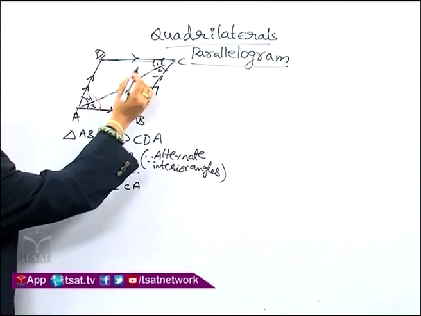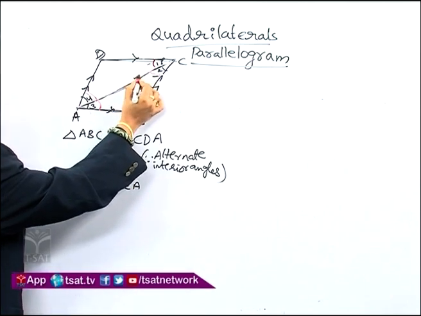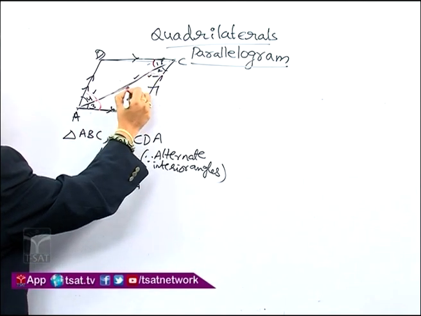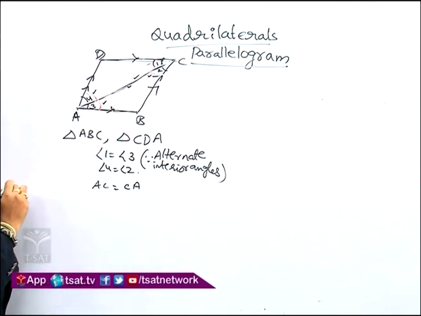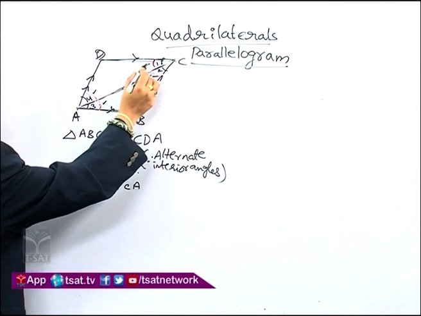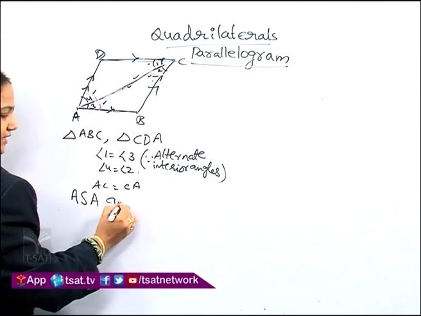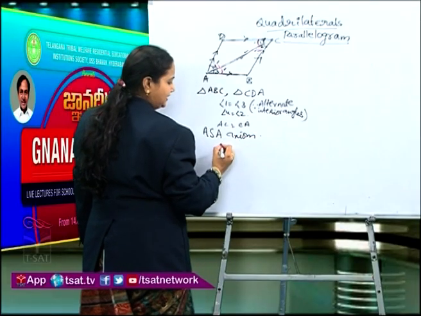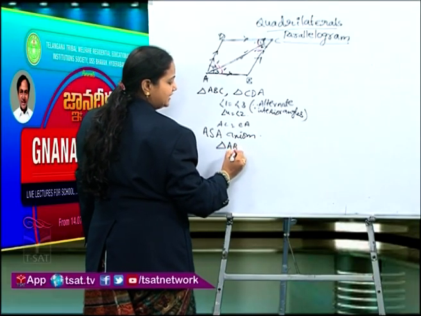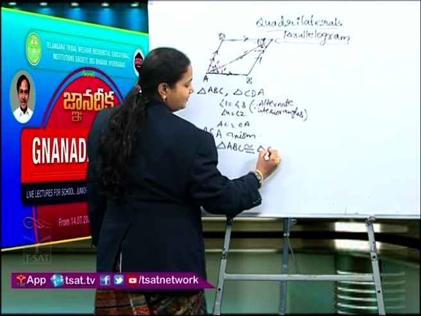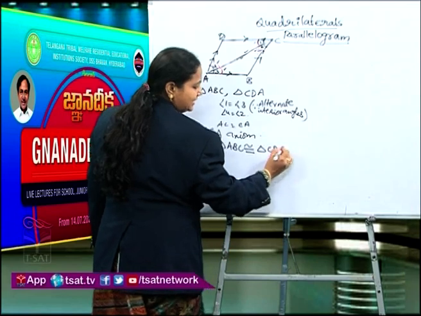Now observe this angle, side, angle in this triangle, and angle, side, angle in this one. So by using the ASA axiom, these two triangles are congruent. What is the symbol of congruency? In yesterday's class you learned similarity and equal. Triangle ABC is congruent to triangle CDA.